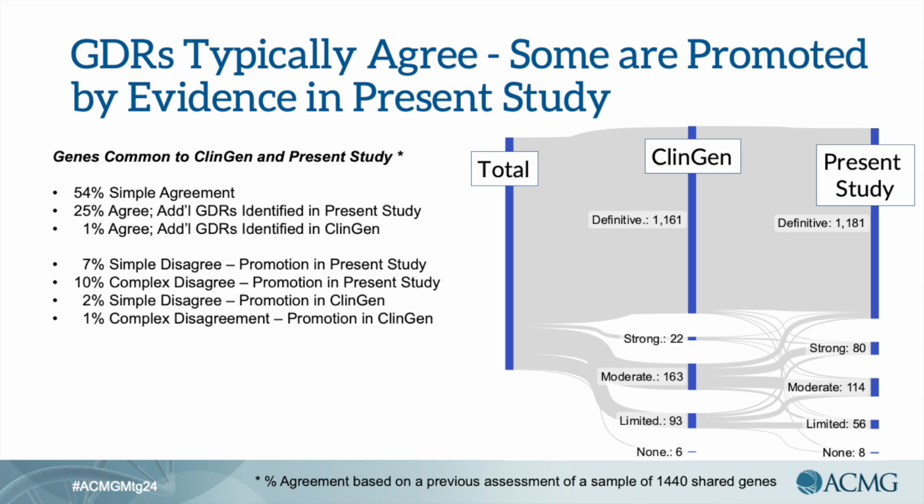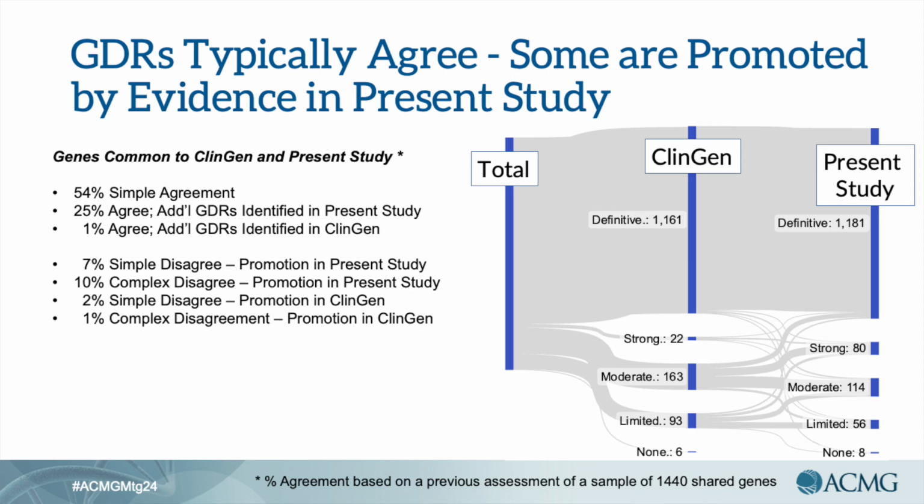So in text form there, I'm summarizing that about half of these genes had simple agreement, meaning there was one GDR and that had a definitive classification, and there was a perfect agreement with ClinGen in the present study. There was an additional 25 where there was agreement, but there were additional GDRs for that gene found in this present study, and a small fraction where the converse was true, where there were additional GDRs found in the ClinGen work. So there's large agreement with the addition of several GDRs, depending on the genes that you look at.